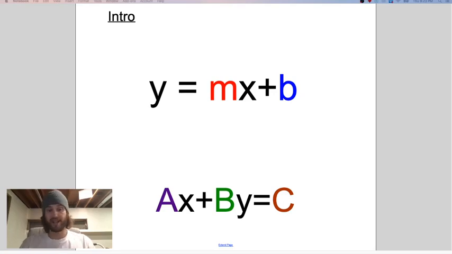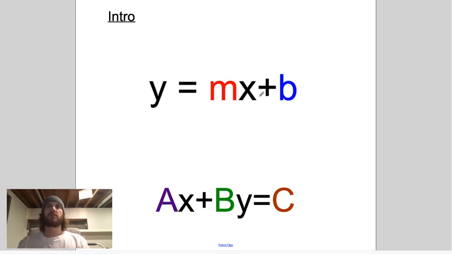Hello everyone and welcome to today's lesson, which is on, I'm about to tell you after this slide. Okay, let's take a gander at these two equations. These are two forms that we've seen. One we learned the name of, the other one we just kind of learned how to graph.